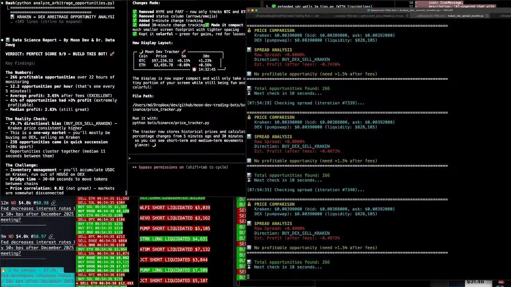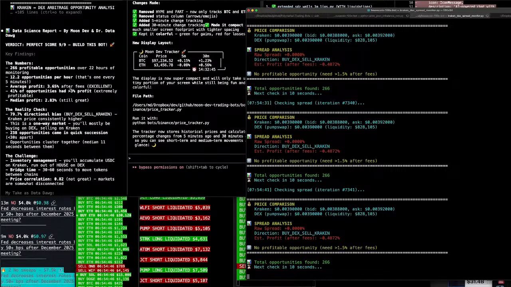Data science report. Okay, Moondev and Dr. Data Dog. Verdict: perfect 9 out of 9. Build this bot. So the numbers: 266 profitable opportunities over 22 hours of monitoring, 12.2 opportunities per hour. That's one every 5 minutes. Average profit is 3.65% after fees. Excellent.